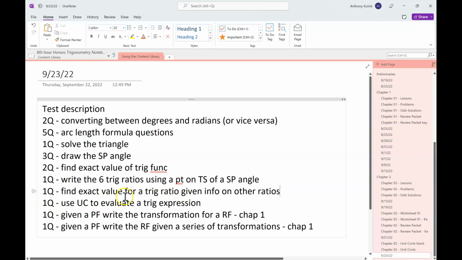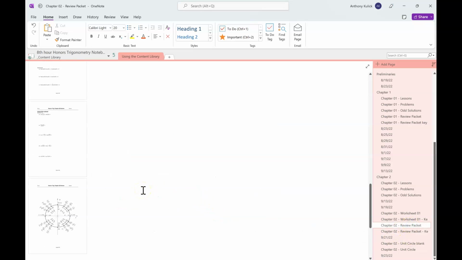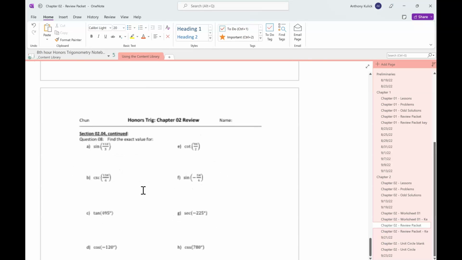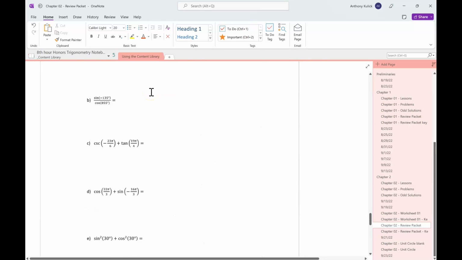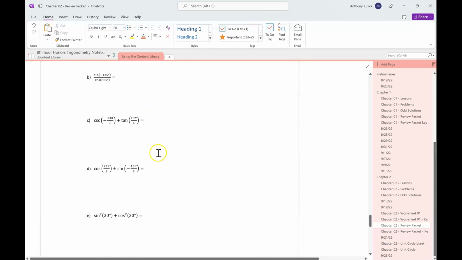1 question where you use the unit circle to evaluate a trig expression. This is like these last questions at the end of the review, like here, where it basically just becomes an order of operations question almost, where you look up the values off the unit circle and then you have to add some fractions and stuff like that.